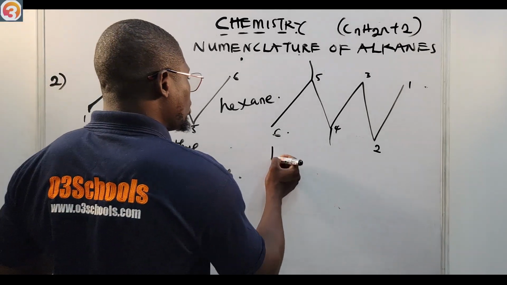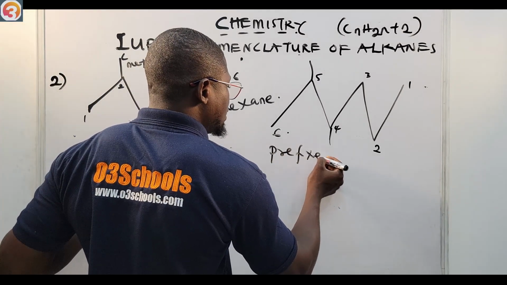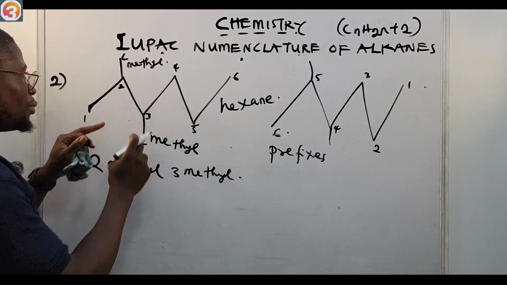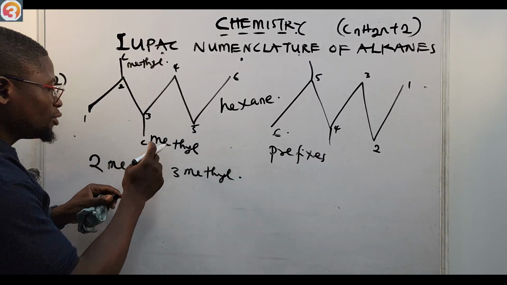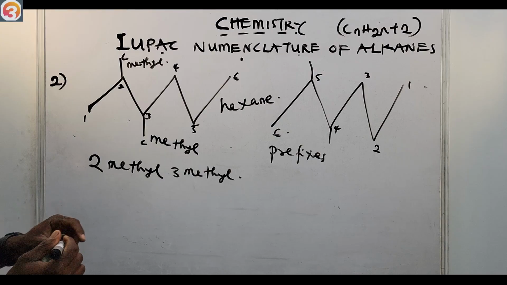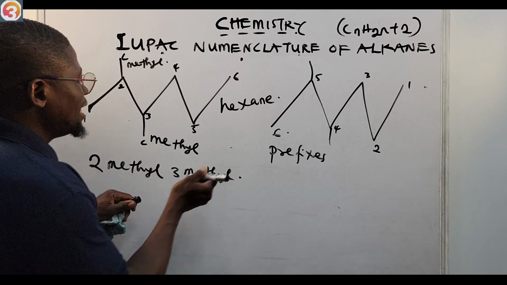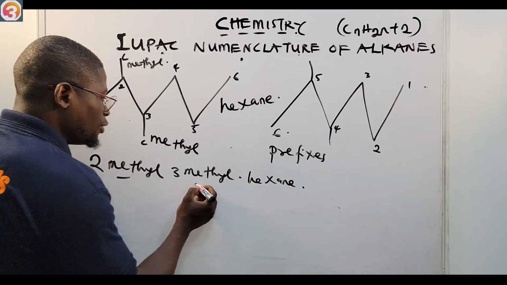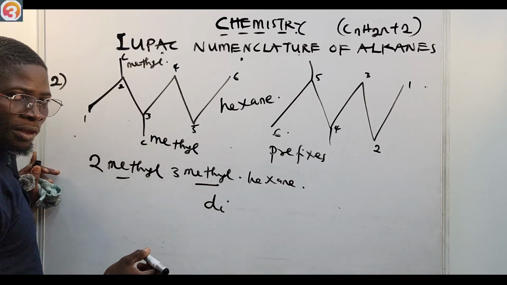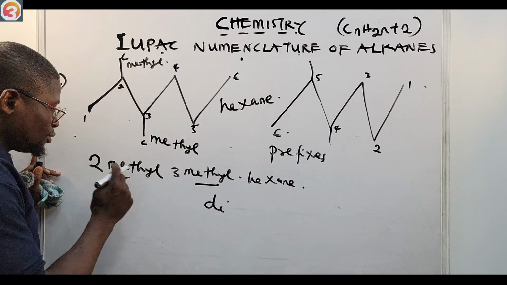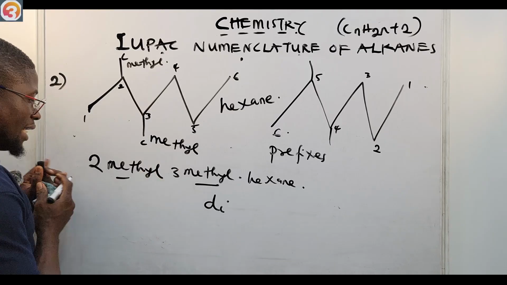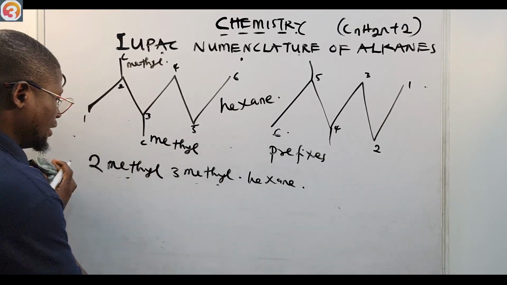Prefixes. We call them prefixes. Instead of doing this repetition, 2-methyl, because there's a methyl group on the second carbon, and a methyl group on the third carbon also. Instead of saying 2-methyl, 3-methyl hexane, we can now say what? Since we have 2 methyl groups, we put "di": dimethyl, 2,3-dimethyl.